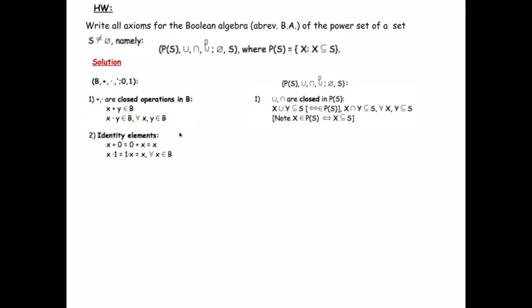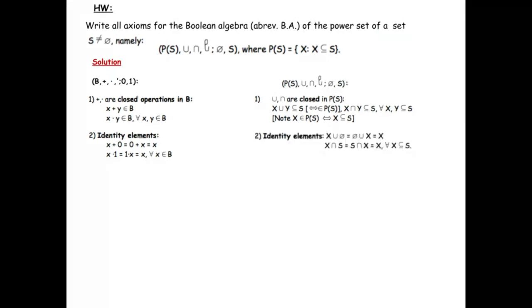Okay. Now we have the identity elements, 0 and 1. So 0 is the identity element for OR, and 1 is the identity element for AND, right? For all x's that are part of set B. As a union and intersection, right?